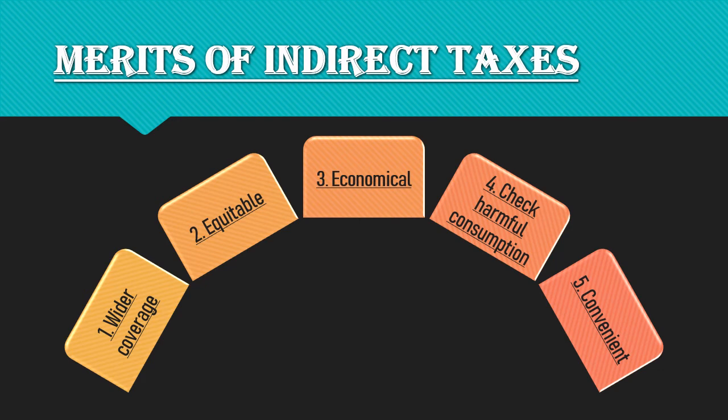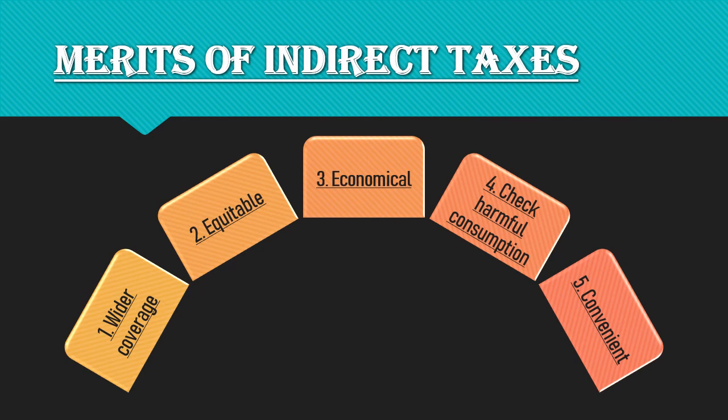So the next point is economical. Cost of collection is less, as the producer and retailer collect the tax and pay it to the government. Actually, again, it is the point I mentioned in the direct tax also, that the collection cost of this type of tax is also very low. So it's a kind of merit for the government covered under the indirect tax.